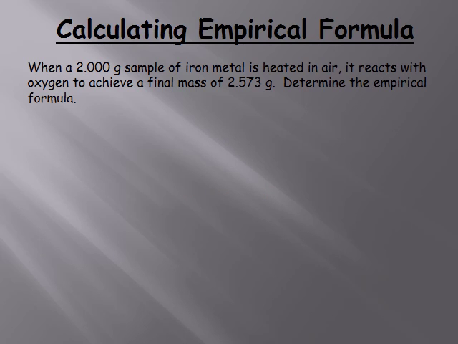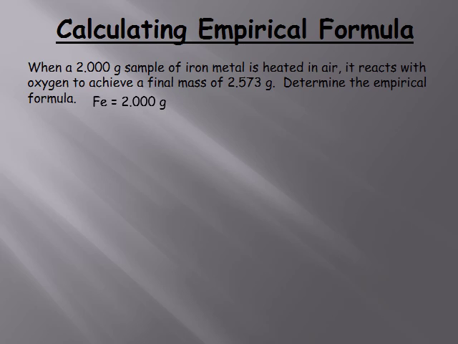So you've got 2 grams of iron this time, and it's heated in air and reacts with oxygen to form a final mass of 2.57. Determine the empirical formula. So again, pause the video and see if you can find an answer before starting the video again and checking it.